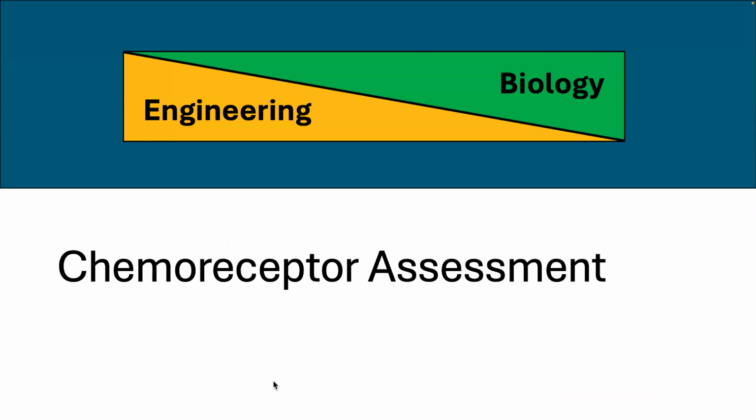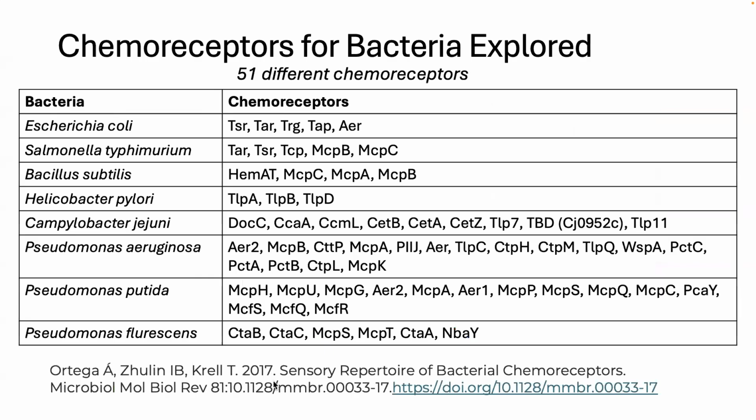Okay, in this section, I'm going to take a deeper dive to look at the chemoreceptors. Going back to Ortega, this was quite helpful for me since it's a survey paper. It lists all of the different chemoreceptors associated with each of these bacteria. If I was to count that up, there are situations where some of the chemoreceptors are in more than one bacteria. You might remember the term: it's called an ortholog.